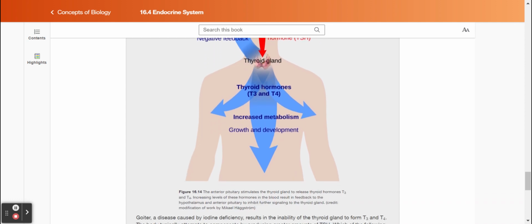Figure 16.14. The anterior pituitary stimulates the thyroid gland to release thyroid hormones T3 and T4. Increasing levels of these hormones in the blood result in feedback to the hypothalamus and anterior pituitary to inhibit further signaling to the thyroid gland.